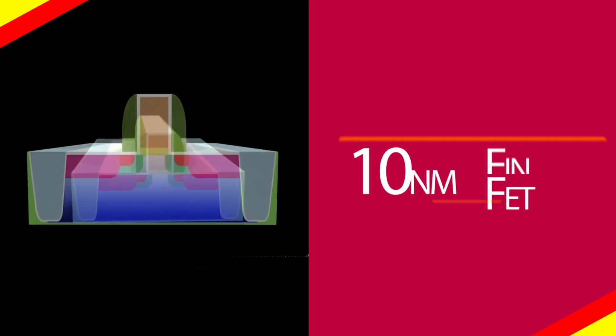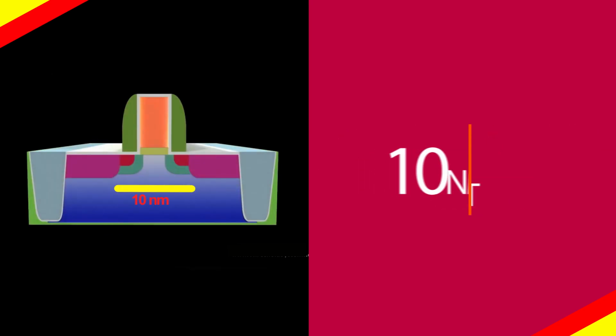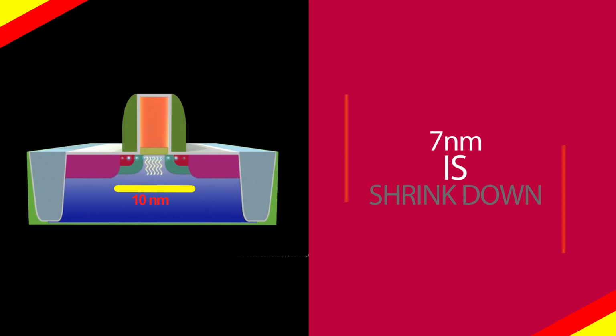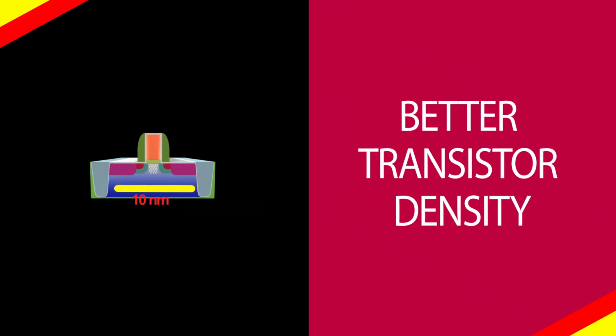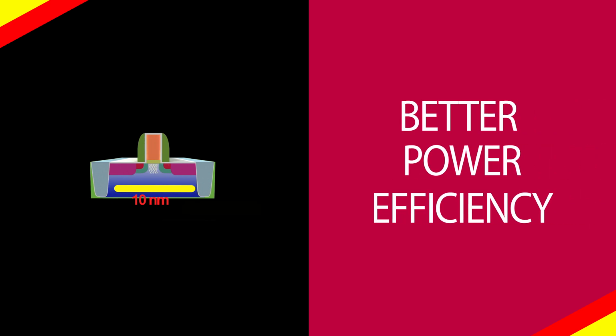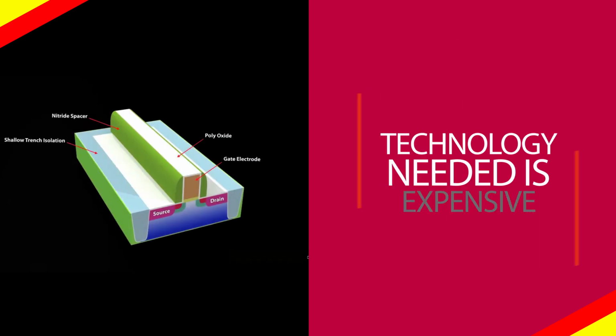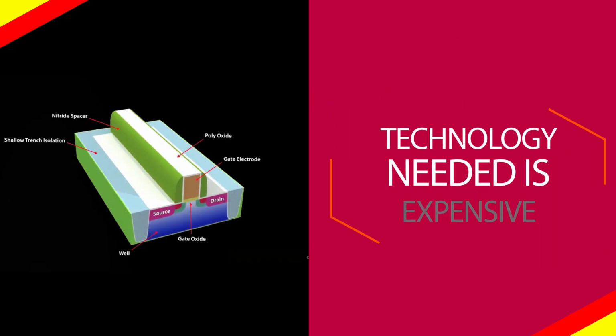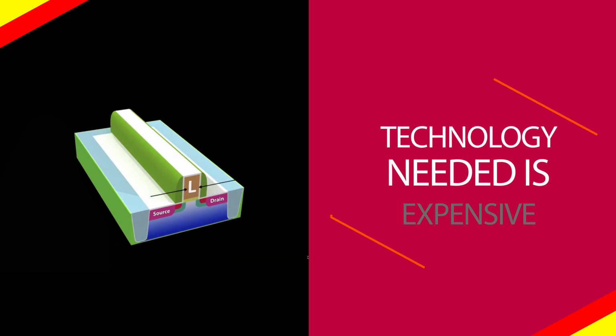Almost all the flagship mobile chipsets in the market are using 10 nanometer FinFET manufacturing technology. Moving to 7 nanometer is another shrink down, which will eventually give better transistor density and power efficiency as a result of smaller transistor size. But the technology needed to make 7 nanometer chips is expensive, and as the gate width comes down, the technology becomes extremely expensive, and so are the design costs.